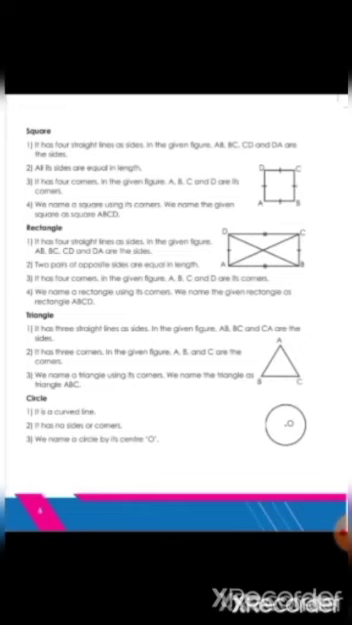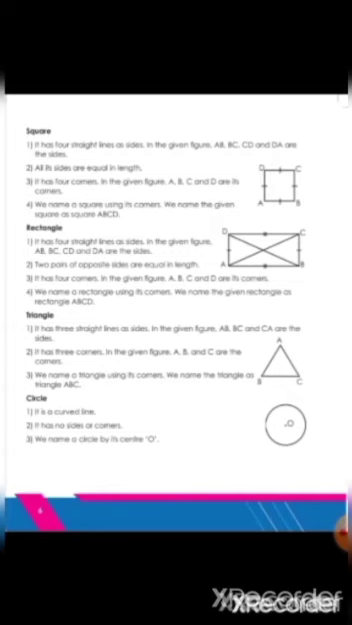Square. It has 4 straight lines as sides. These sides are equal in length. In the given figure, AB, BC, CD, DA are the sides. It has 4 corners which can be known as vertices. In the given figure, A, B, C and D are the corners. And we can name the square as square ABCD.